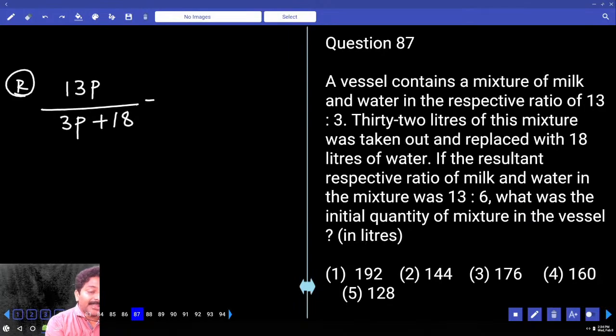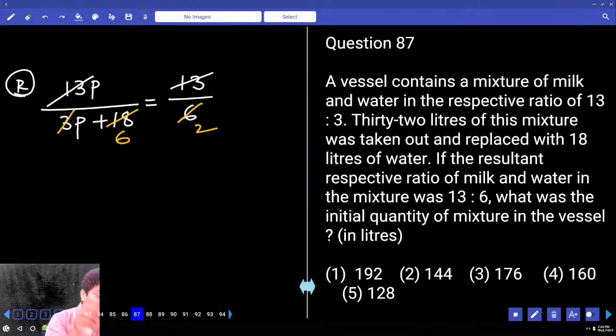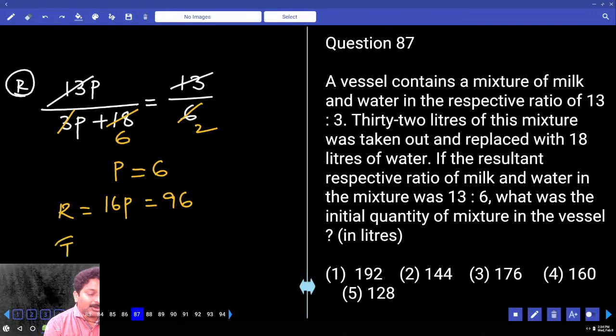18. And finally, the milk and water ratio is mentioned as 13/6. 13, 13 got cancelled. Denominator, take 3 common, and here you'll have 2. 2 into P, 2 parts. 1 into P, difference P, which is equal to 6. And the remaining quantity is how many parts? 16 parts. 16 times 6, 96. To calculate total quantity, how many liters we need to add? 32. Answer 128.